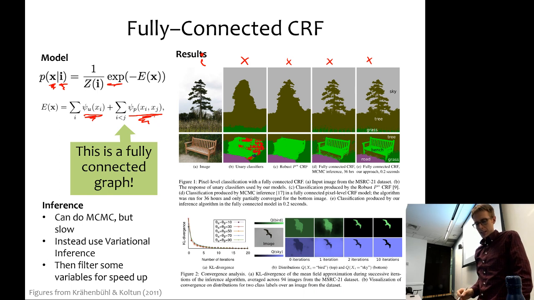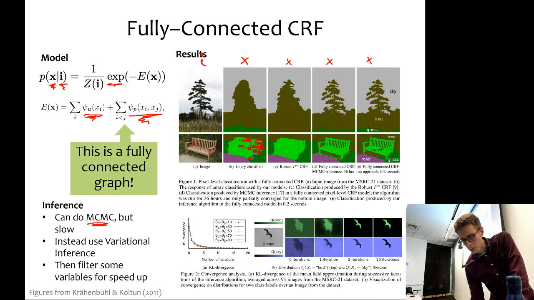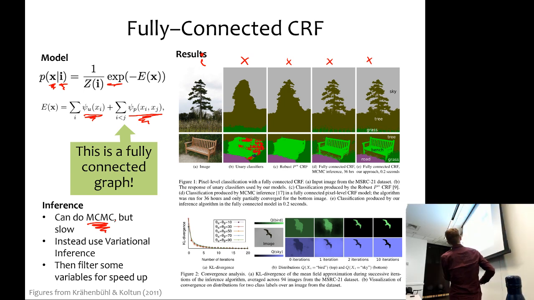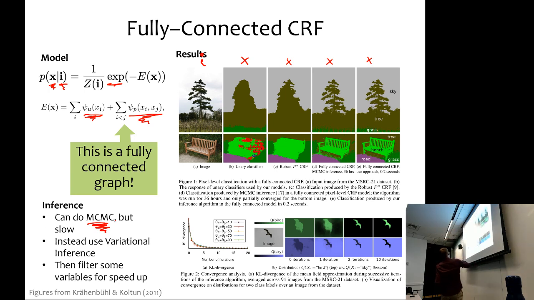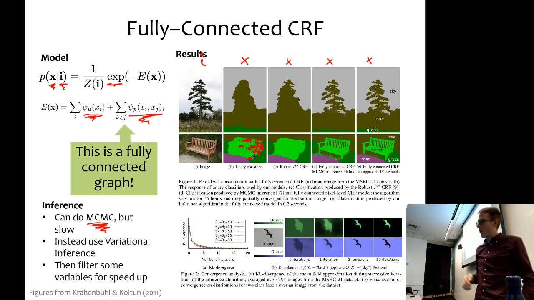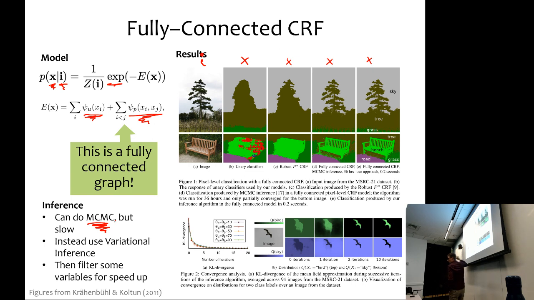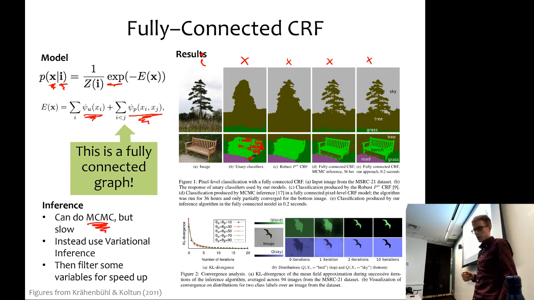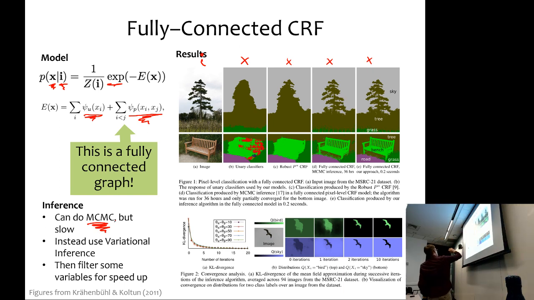so for inference, it's actually possible to do Markov chain Monte Carlo for a fully connected CRF like this, but it's incredibly slow. And so instead, there's this paper in 2011 that introduced this crazy model and said, well, we can actually do variational inference for this. And what we can further do is filter out some of the variables from that summation over all possible pairs that seem like they don't actually make a difference once you get this thing running.